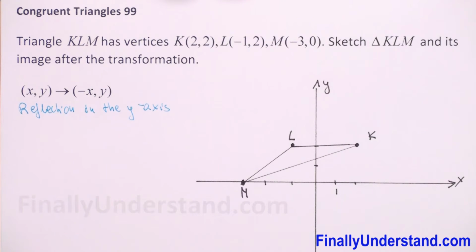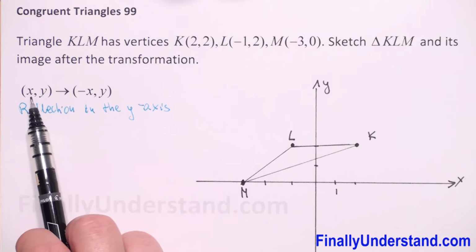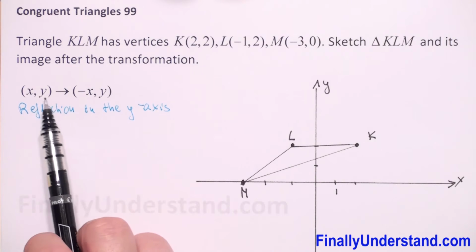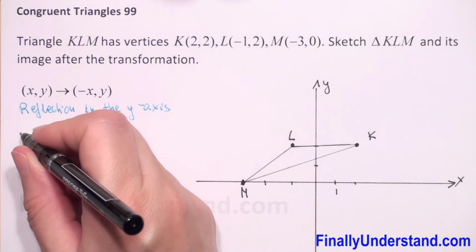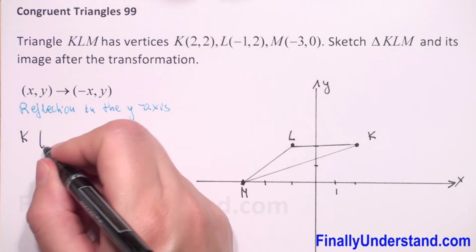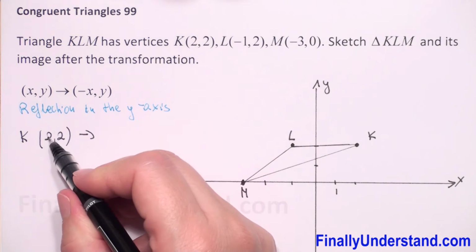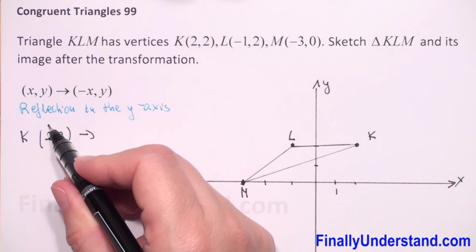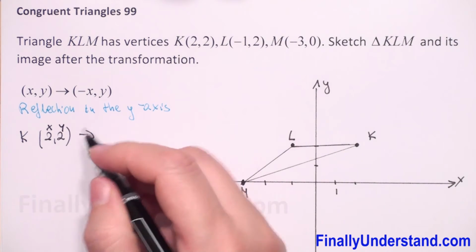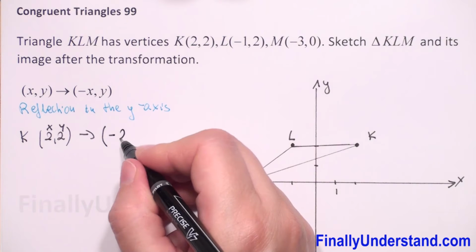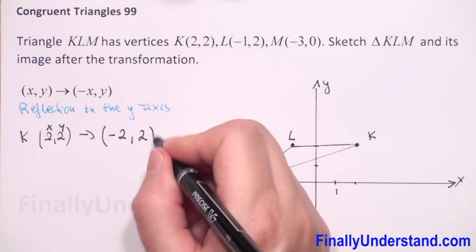Now we have to find the vertices of our triangle after transformation, and we have here reflection in the y-axis. We see that the first coordinate is changed to negative and the y stays the same. So let me copy the first vertex. K is (2, 2). So we have to put a negative sign. We have to multiply the first coordinate by negative 1. So we have negative 2 and the y stays the same.